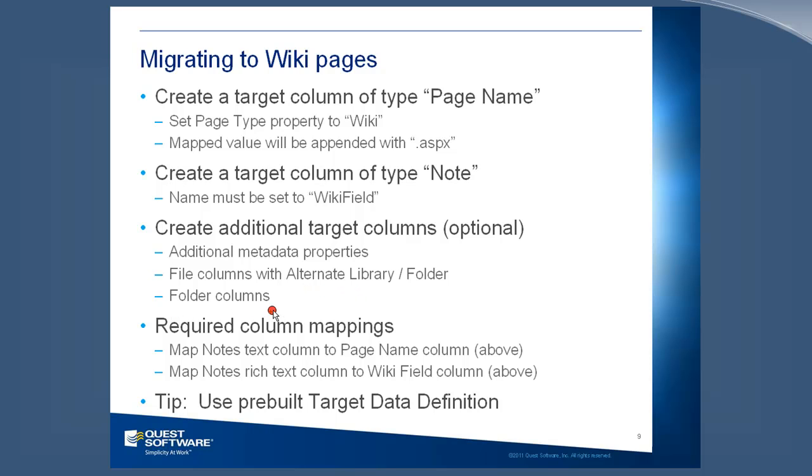You can also create folder columns. If you want to put your wiki files in subfolders, you can, just like we've shown you before, create folder columns and generate folder names from your notes data. The only required mappings are to map something to the page name column, which is this one up here, and whatever you map there becomes the name of the page. So if you map the subject field and the subject is test1234, then your page name will become test1234.aspx. And then you map the notes rich text column to the wiki field, which is this column right up here.